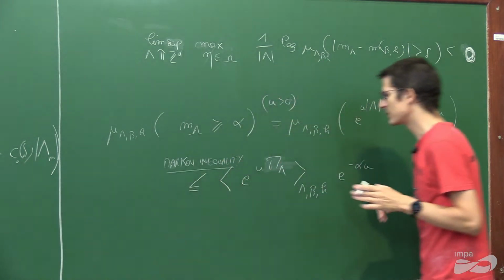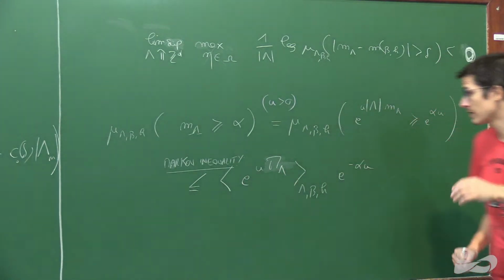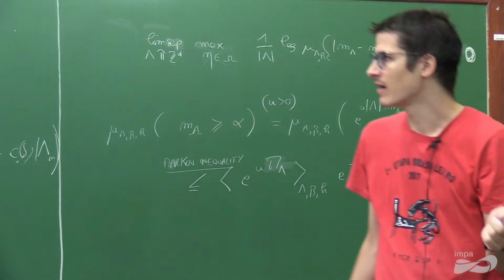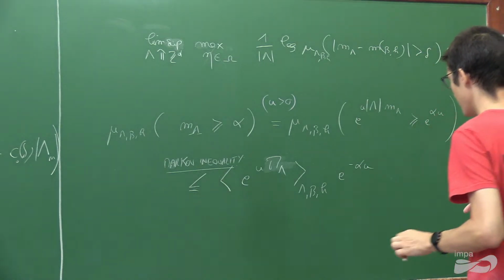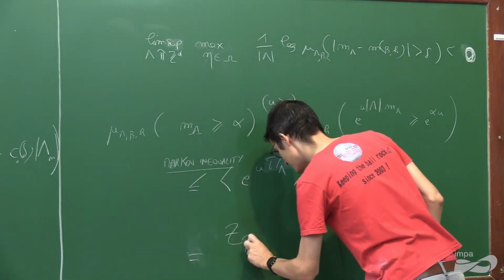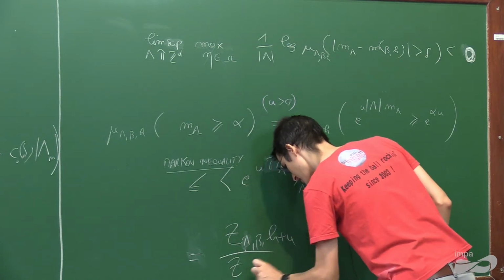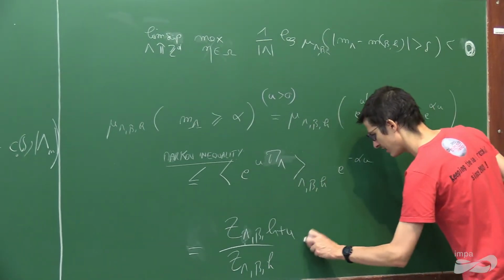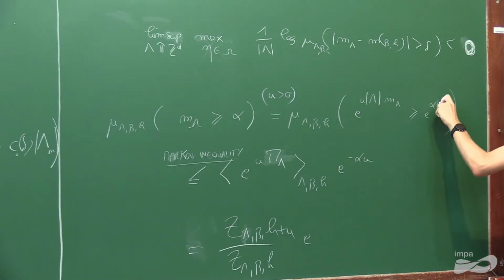But I mean, really what this amounts to is just a lower bound on this integral. Okay, now I can replace this by the quantity I had. So this is Z lambda beta h over Z lambda beta h plus u over Z lambda beta h, exponential minus alpha u. I'm sorry, here I forgot.